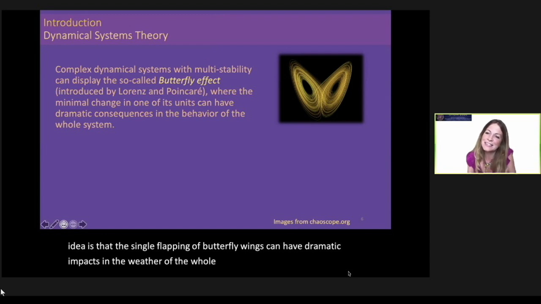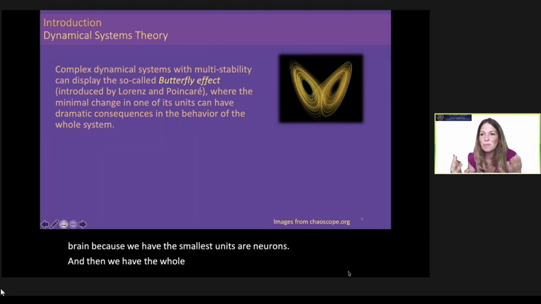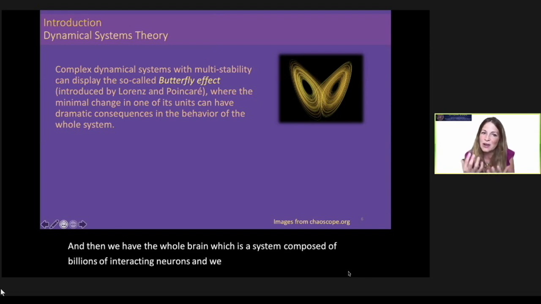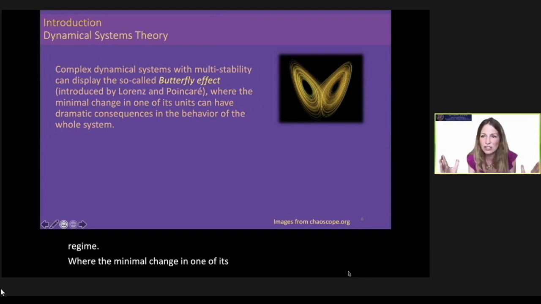And this is interesting in the brain because we have the smallest units, which are neurons, and then we have the whole brain, which is a system composed of billions of interacting neurons. And we want it to be in this critical regime where the minimal change in one of its units can have dramatic consequences in the behavior of the whole system.